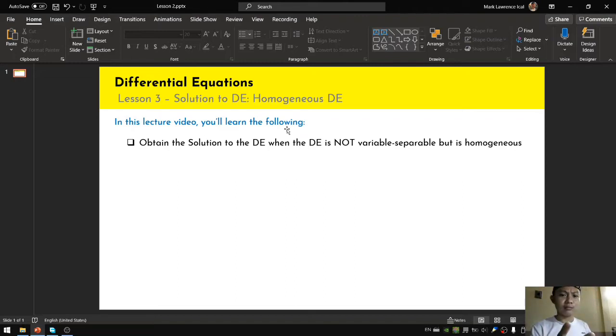Lesson number 3. After variable separable, it's going to be homogeneous differential equations. As I mentioned in the last video, if it's not variable separable, then it must be homogeneous. If you can remember your science in high school, we have two kinds of mixture. We have homogeneous and we have heterogeneous.